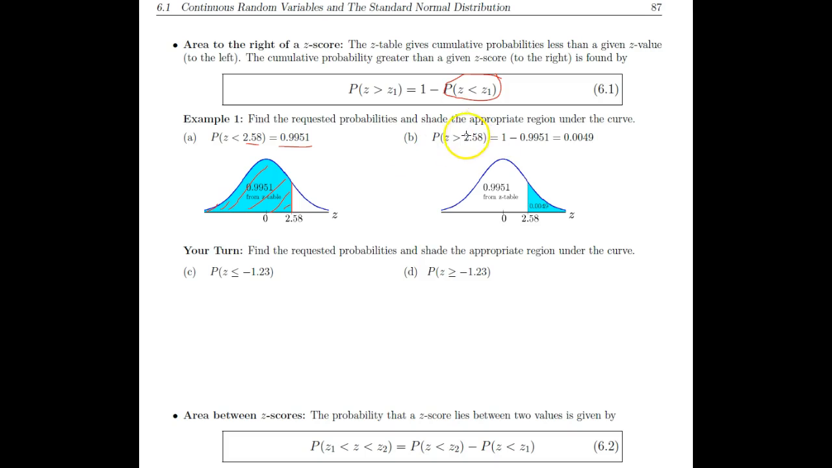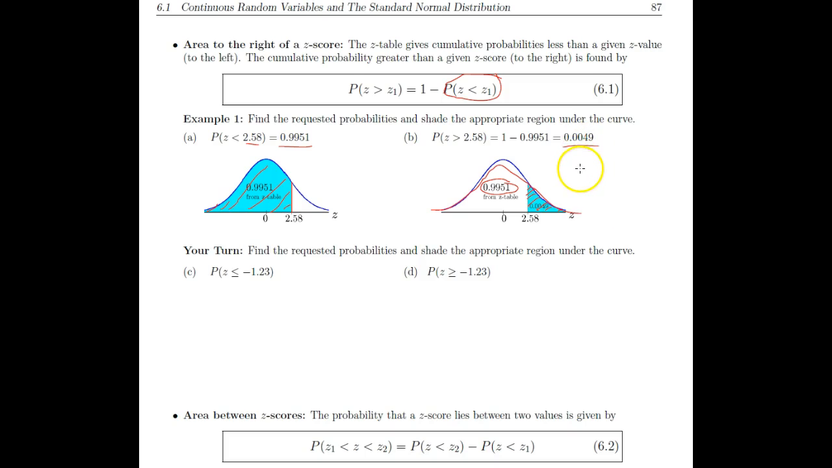Now what about P of z being greater than 2.58? Well, greater than 2.58 would just be the z-scores in the same place. Now we're just trying to find the other side of it. So since we know the total area under this curve must equal 1, the answer for this is just going to be 1 minus the area to the left of it, which we already found. And if we didn't already find it, we could just look it up in the table, and that would give us this solution over here.